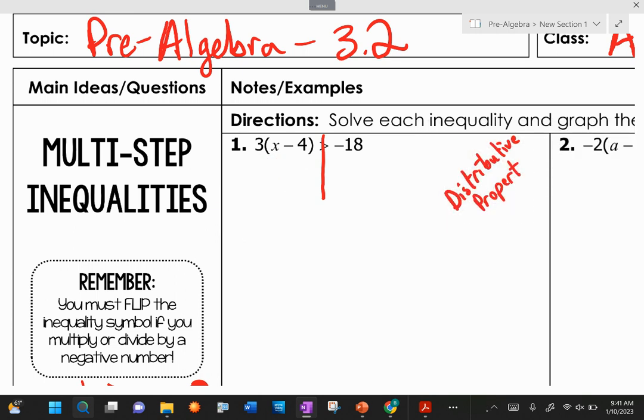Okay. So, in doing distributive property, like Alex said, we're going to take 3 and multiply it to both terms. So 3 times x is 3x. 3 times negative 4 is going to be negative 12. Bring down our sign and bring down the negative 18.